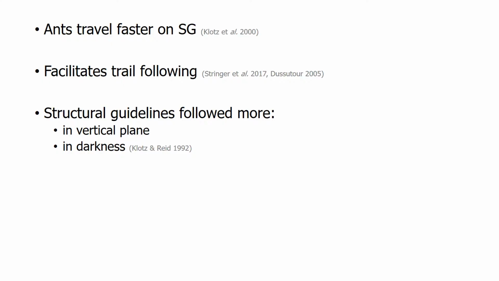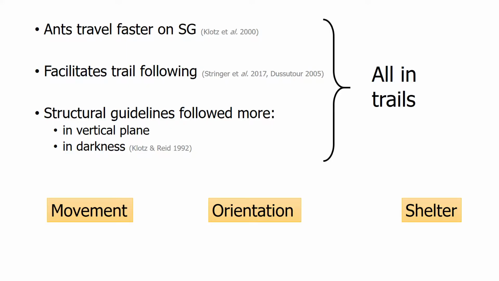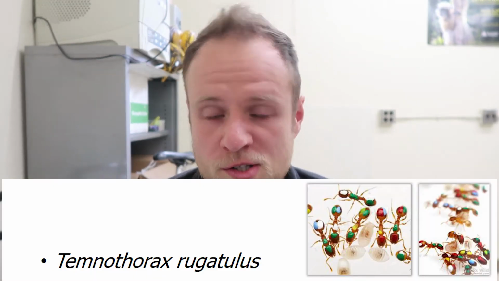And structural guidelines are followed more in vertical planes and also in darkness, which makes sense. You know, when you are going down the stairs, then if it's dark, you will hold on to the handrail more than when it's bright. So this has always been investigated in ant species that form pheromone trails, and my species, Temnothorax rugatulus, they don't form these pheromone trails. So it is interesting to see what they do now.